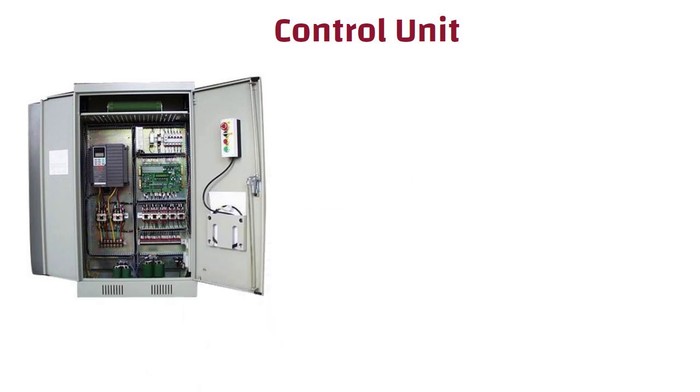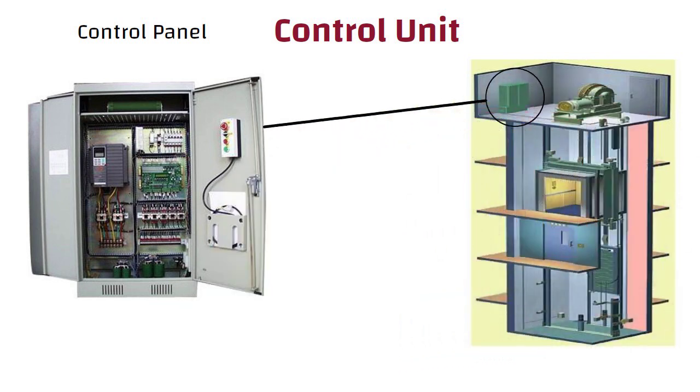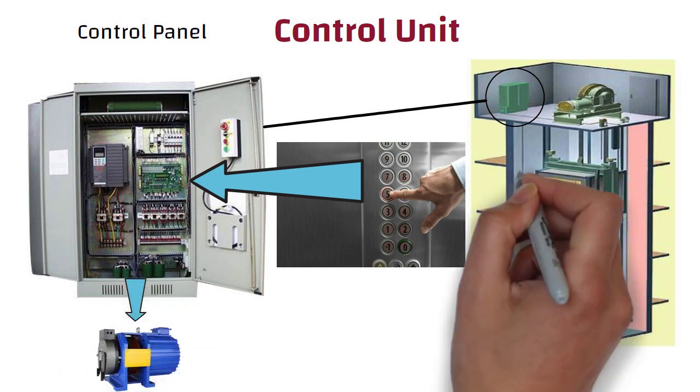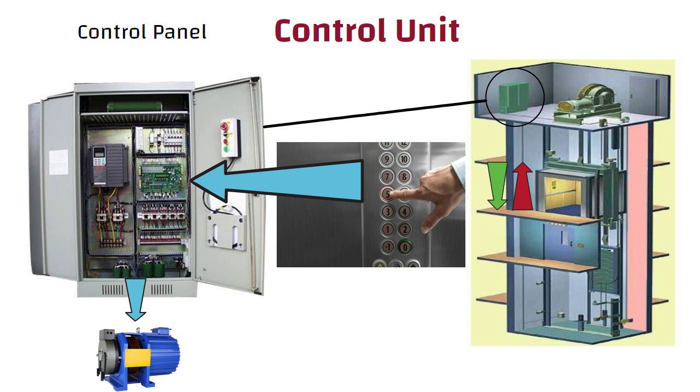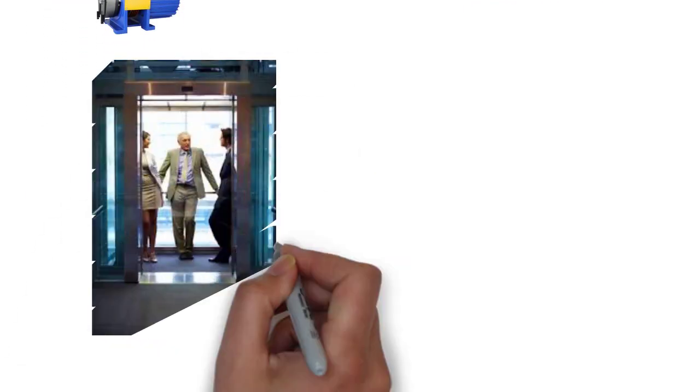Control unit. It is also known as controller or control panel. It is placed in the machine room, which is generally at the top of the elevator shaft. When we press any button in a lift, the signal goes to the control unit and then it is translated through the system to tell the motor whether to move up or down. Once the elevator has reached its destination, a signal is sent to the control room for it to either stop and let passengers board or exit.